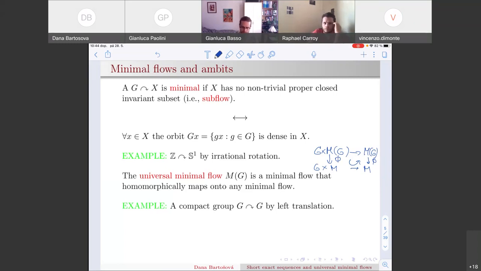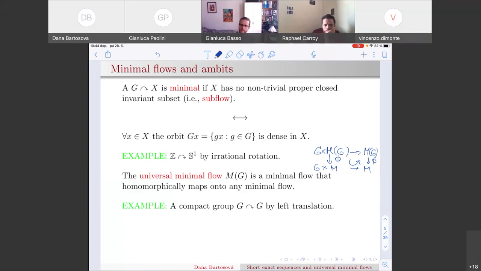So for instance, if you know that the universal minimal flow is metrizable, then you know that all minimal flows are going to be metrizable. In an extreme case, if the universal minimal flow is trivial, then you know that every minimal flow is trivial, and then you always have fixed points under every action, right? So the reason to study minimal flows is that they always have to appear, and the presence of different types of minimal subflows tells you sort of how complicated your system is, and then the universal minimal flow tells you how complicated the most complicated minimal flow can be.